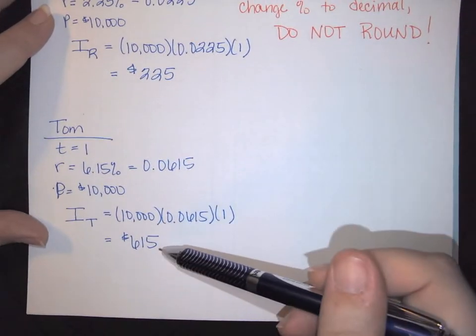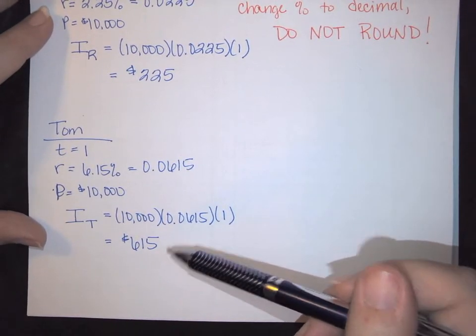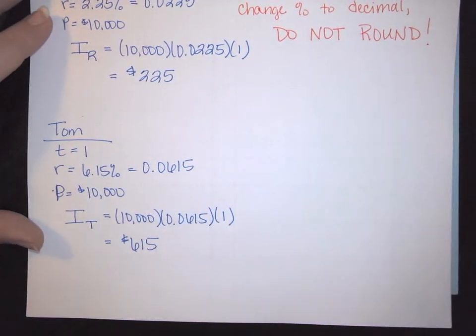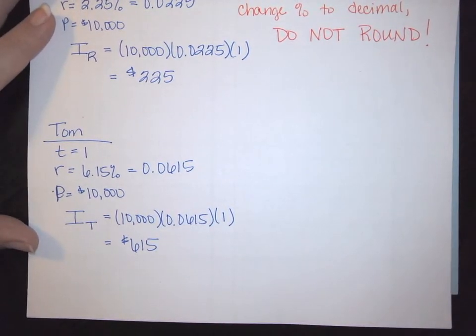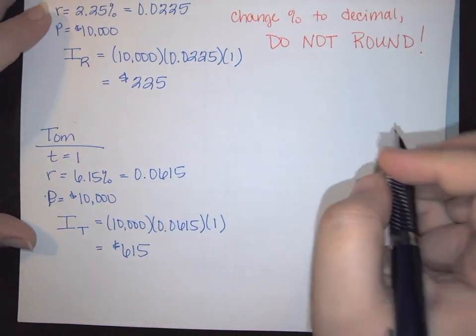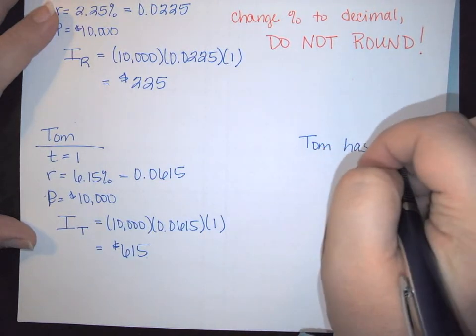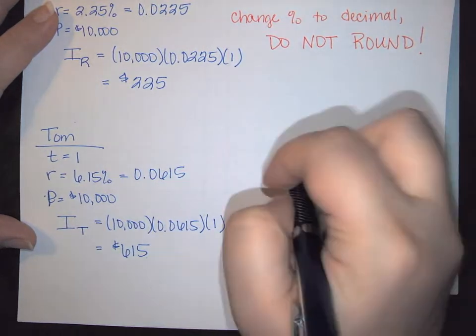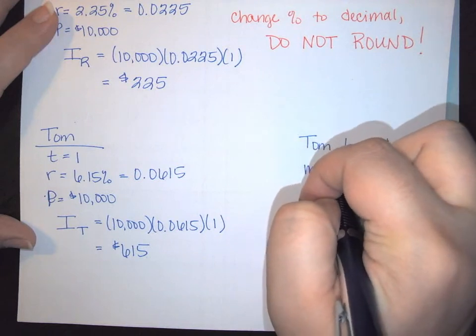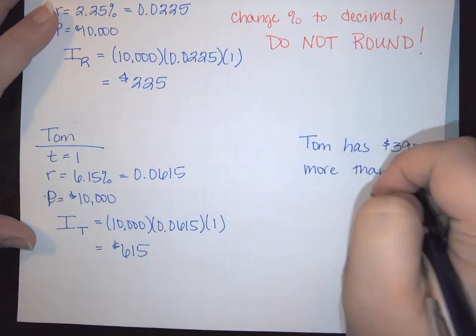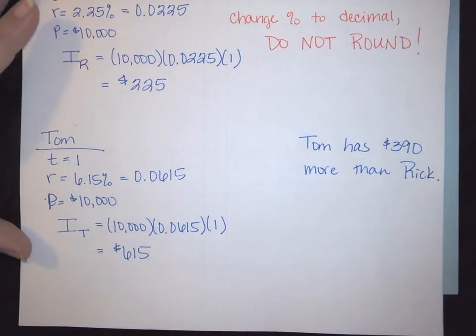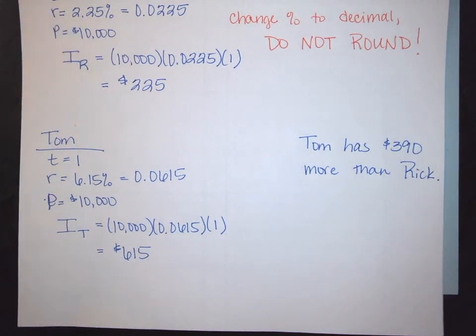So we're going to find the difference in my two interest amounts. Here we find out that Tom has $390 more than Rick. We found that out simply by taking 615 and subtracting 225, and the difference is how much more money Tom had in his account.